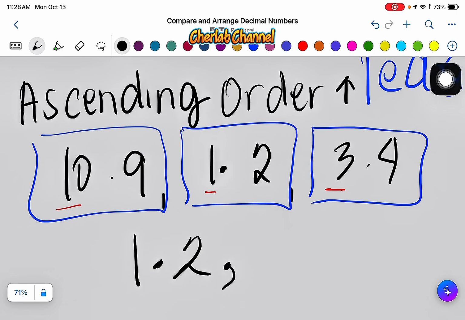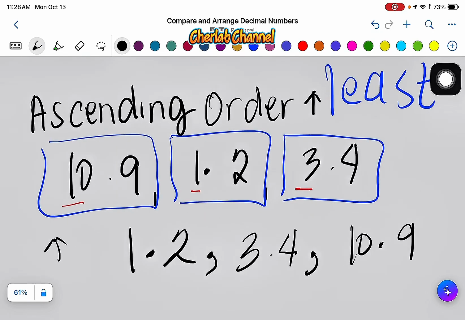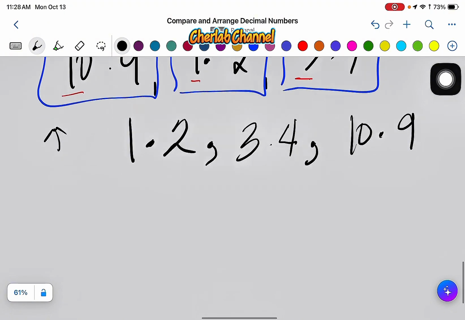Now, write the comma. Next, sinong mas mababa? 10 or 3? Of course, it would be 3. So, 3.4 would be the second. Then, followed by 10.9 being the highest. So, this one is in the ascending order. Pag inayos natin siya, that would be 1.2, 3.4, and then 10.9.